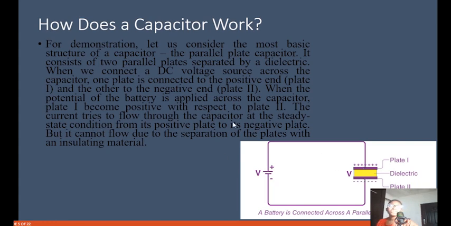So the current tries to flow through the capacitor at the steady state condition from its positive plate to its negative plate, but it cannot flow. Why? Due to the separation of the plate with an insulating material. So this is how the capacitor works. This is how it is able to store charges. Plate 1 is positively charged, plate 2 is negatively charged. Instead of the current continuing to flow, there is a separation, an insulator called the dielectric. So this separation is what prevents the positive going into the negative part of the plate.